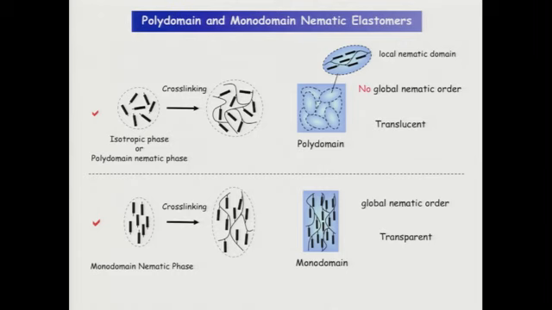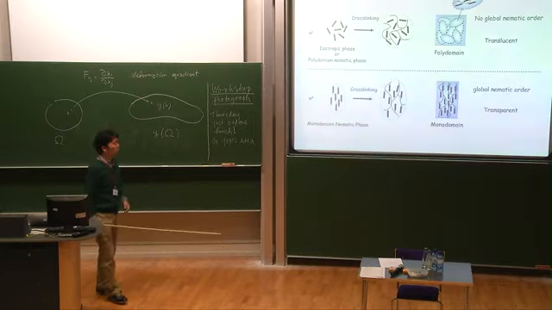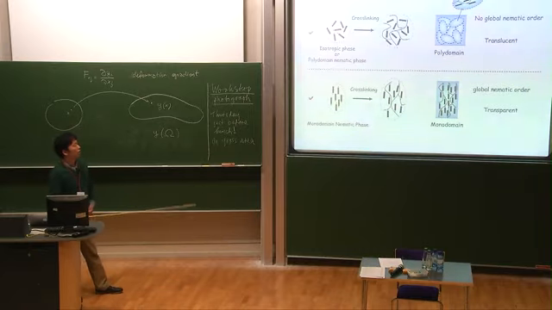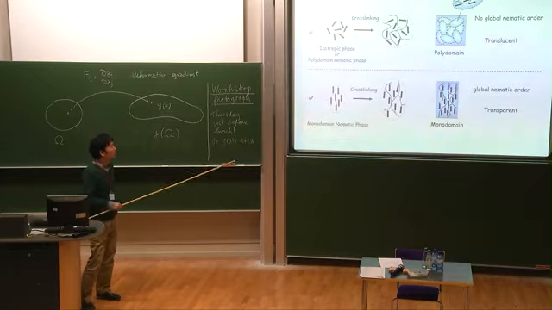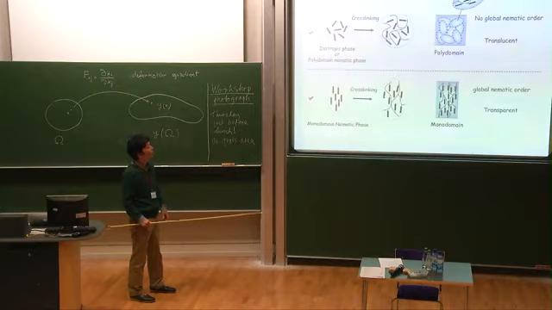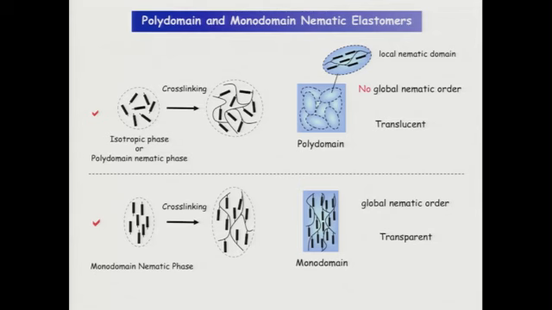So if you want, the preparation of the polydomain nematic elastomer is easy. Okay? If you cross-link the mesogenic molecules in the high temperature isotropic phase or polydomain nematic phase, you obtain the polydomain nematic elastomers. But if you want monodomain nematic elastomers, you need some care for the alignment for the mesogenic molecule in the stage of cross-linking. So if you cross-link the mesogenic molecules in the nematic aligned state, you can obtain the monodomain nematic elastomers.